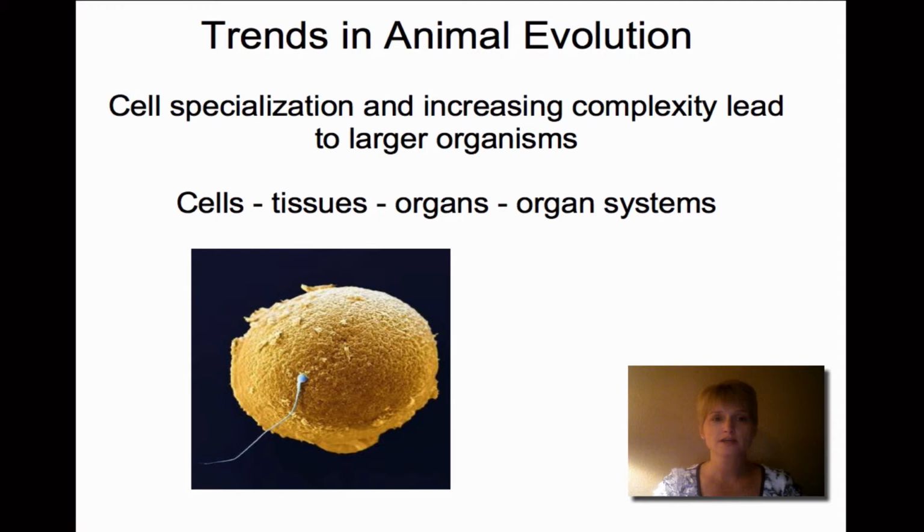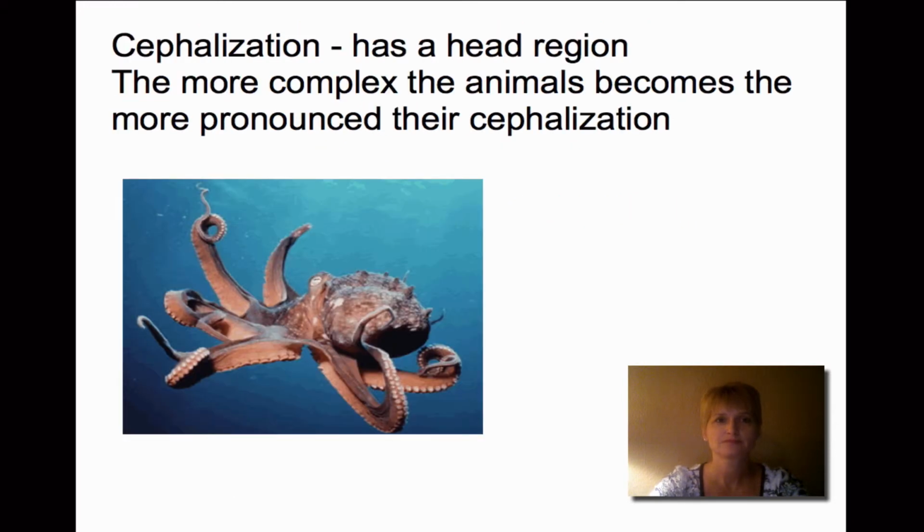And then there's basically a hierarchy, or a way that this moves from small to large. So there's cells, and then cells form tissues, tissues form organs, and organs form organ systems.